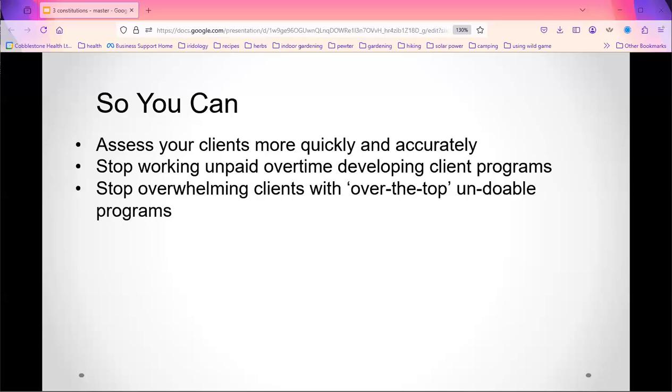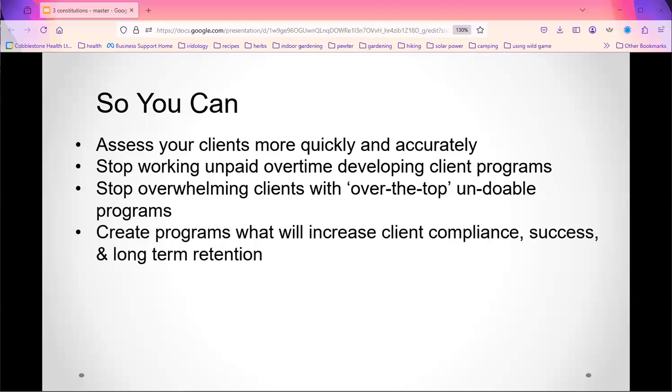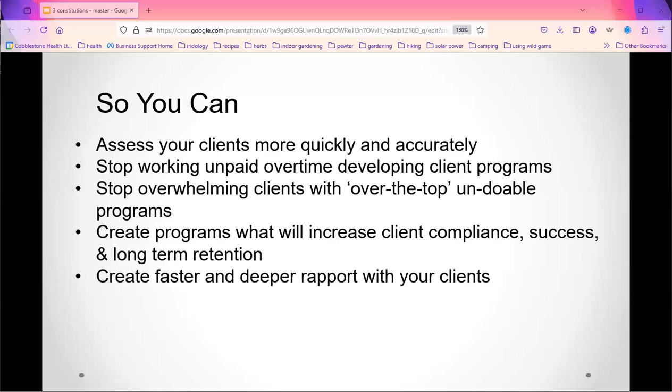And so with iridology, we can stop overwhelming our clients with over-the-top, undoable programs. And we can create programs that will increase client compliance, success, and long-term retention. And that's what we need. Our clients need us to walk with them step by step as they create new lifestyles, new eating programs, new habits. They need someone who will be with them for the long haul, right?